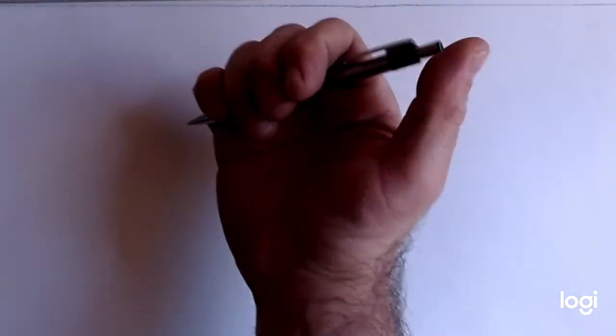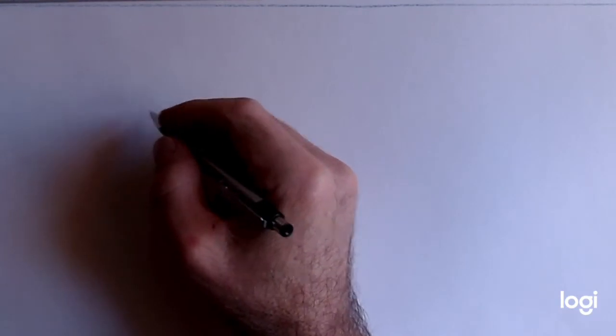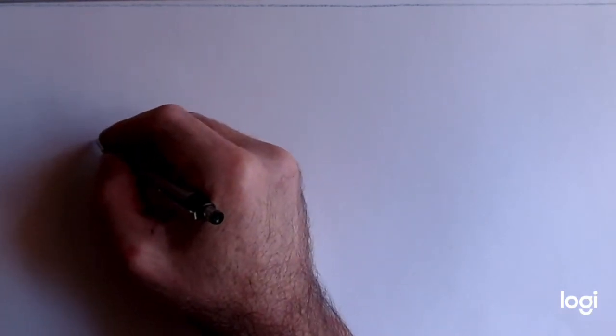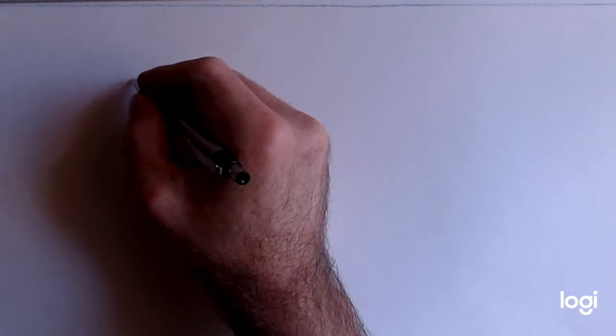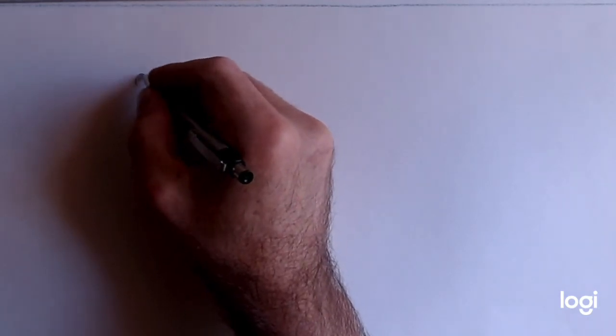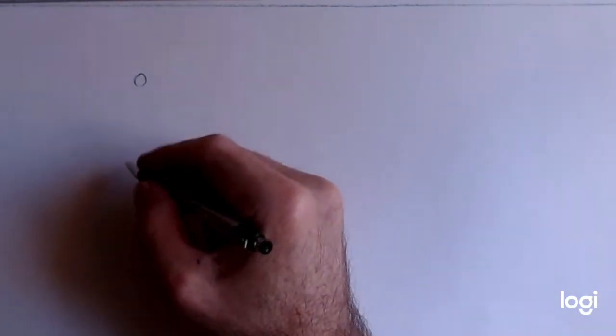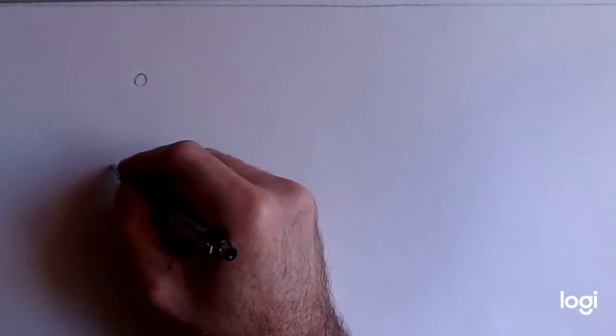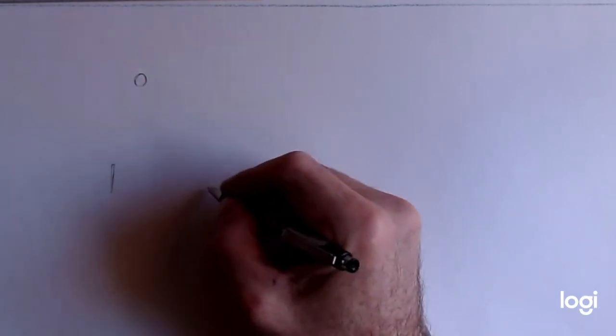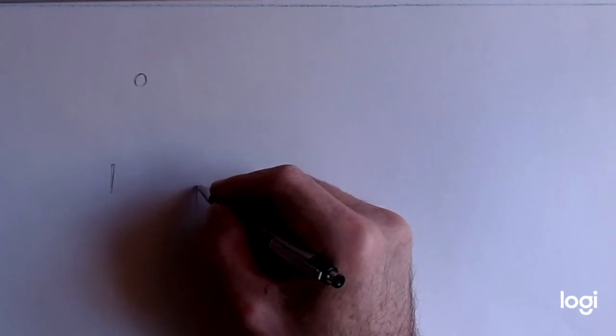Cast shadows. So let's take a basic example. We have a light source and we have a post. We have another post.